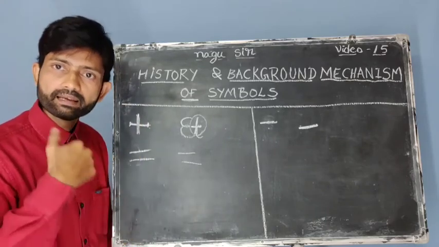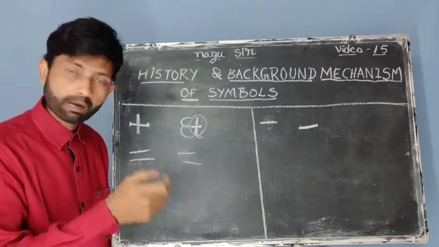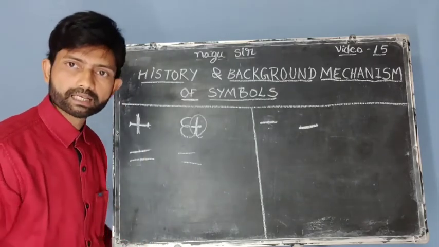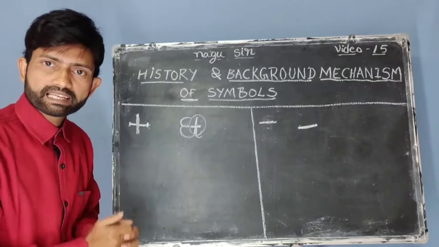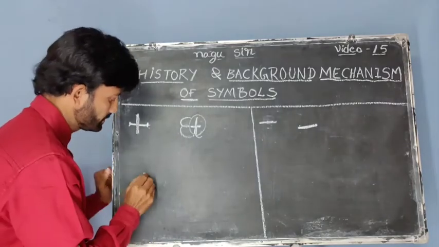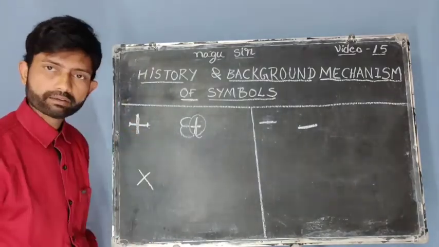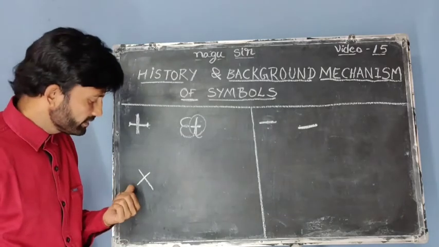Clear? Okay, let's move to know the information about multiplication. To represent multiplication, we have a symbol. What is that? Into. Okay, how did he get this symbol?